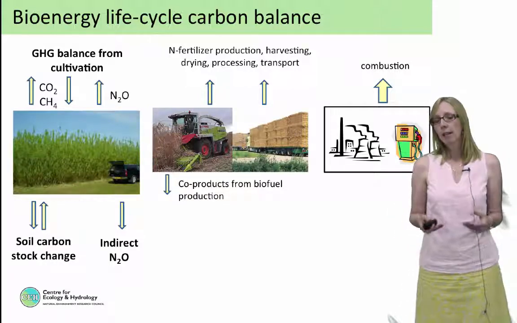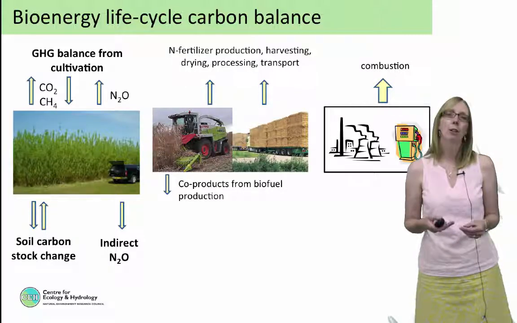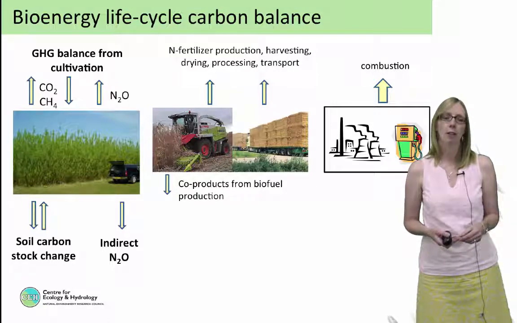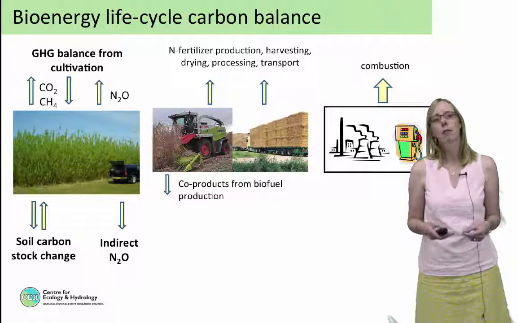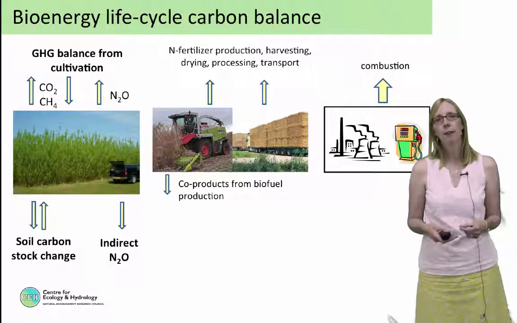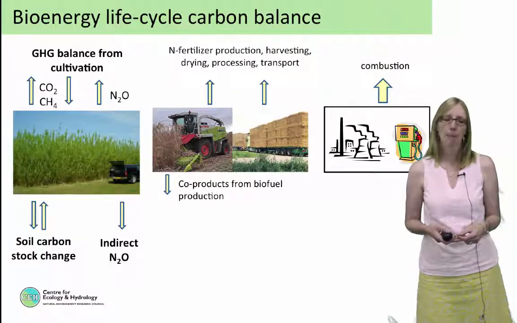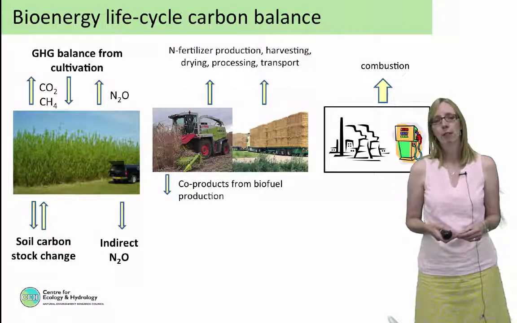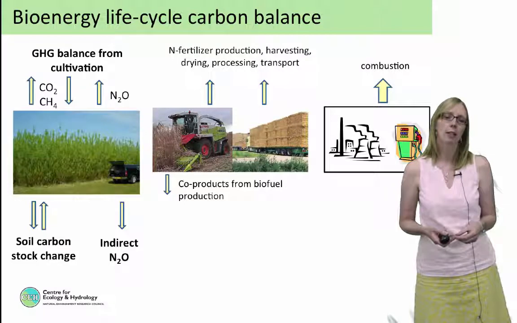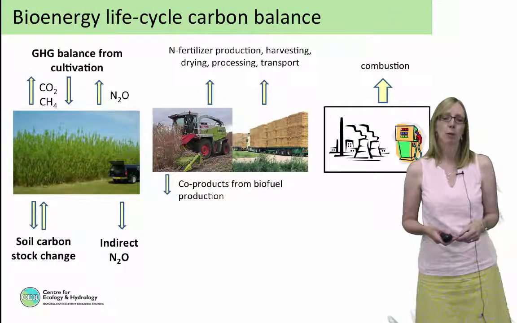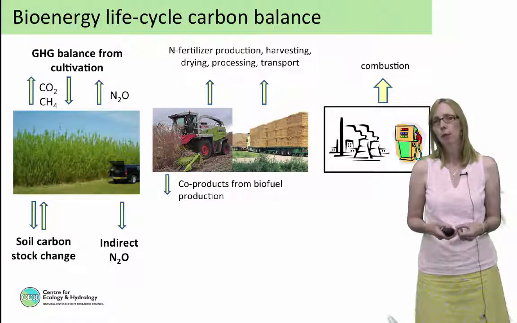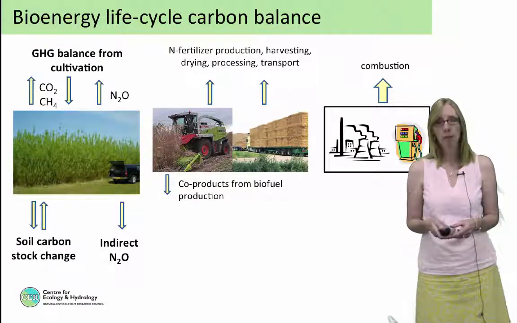You can also get indirect nitrous oxide emissions which result from nitrate leaching into watercourses, which is then later emitted as nitrous oxide. So you can see that in the cultivation stage there's a huge complexity of carbon and nitrogen cycling which can affect the greenhouse gas balance of the crop. You also get greenhouse gas emissions from the production of the nitrogen fertiliser, from the harvesting, the processing and the transport, and from the final combustion. And these sums all have to be calculated to calculate the overall greenhouse gas balance or carbon balance of the crop.